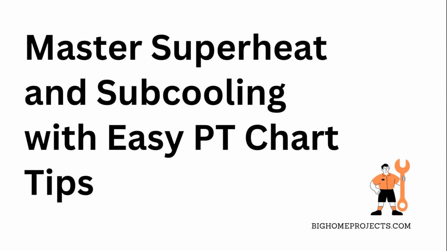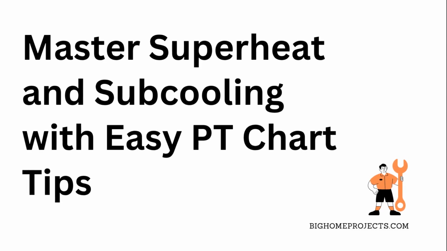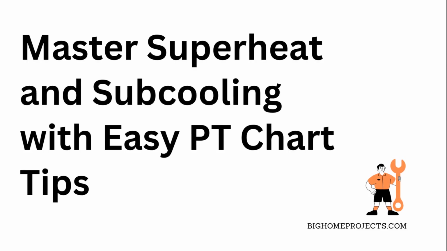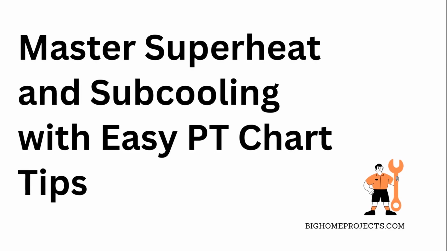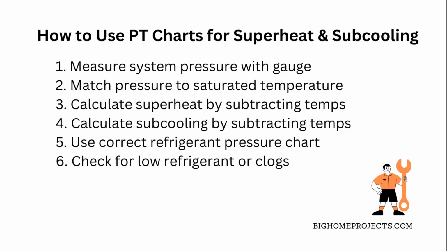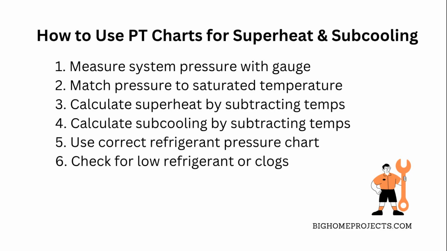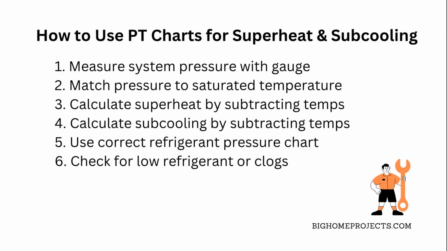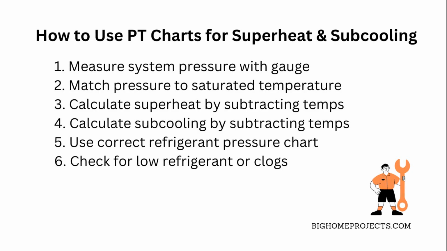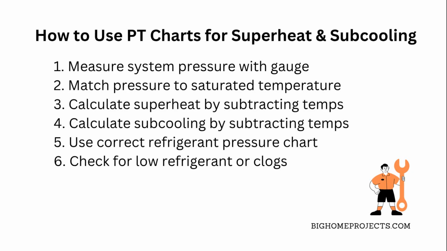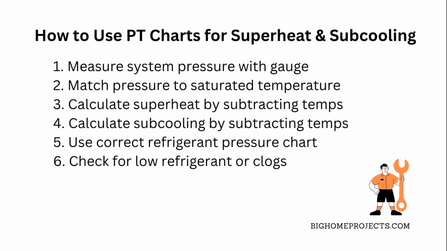Understanding superheat and subcooling is key to keeping your air conditioning or refrigeration system running smooth without breaking the bank on repairs. So, here's the lowdown on using a pressure temperature chart for this stuff. First, you measure the pressure in your system using a gauge. Then you match that pressure to the saturated temperature on the chart for the specific refrigerant you're working with. This saturated temperature is like your baseline, showing when the refrigerant changes from liquid to gas or vice versa.